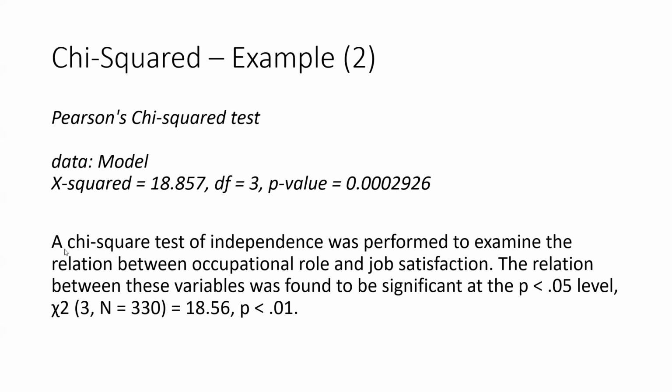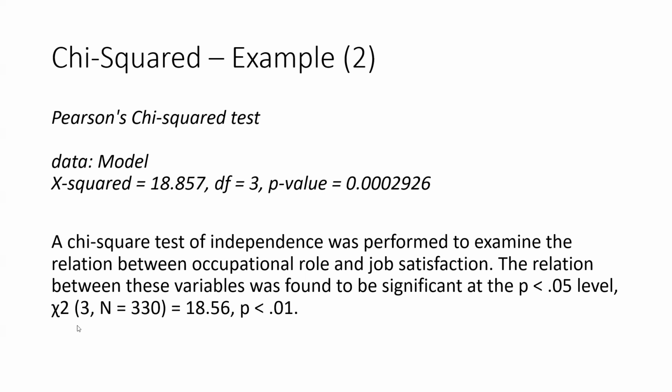Again, two significant figures. A chi-square test of independence was performed to examine the relation between occupational role and job satisfaction. The relation between these variables was found to be significant at the p less than 0.05 level. Remember, our alpha value is 0.05. X squared, or chi-squared, so get the chi symbol going. You're going to have to cover a couple of keys on your keyboard to get that, or look up chi and then copy and paste it from Google.